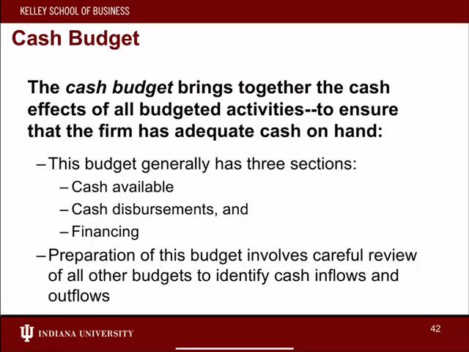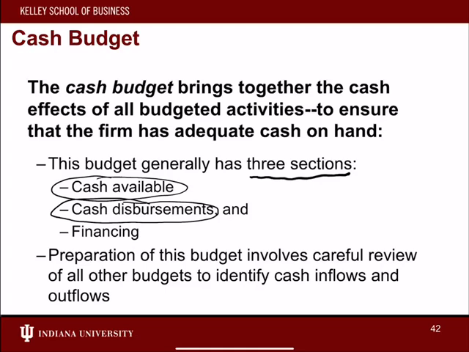So the cash budget really, as it says, it brings together the cash that you're going to use from all your different activities. There's going to be three sections on your cash budget, and it's going to be your cash available, cash disbursements, so how much you're actually going to pay out, and financing, where you're going to get cash from. And so preparation of this budget involves careful review of all other budgets to identify cash inflows and outflows.